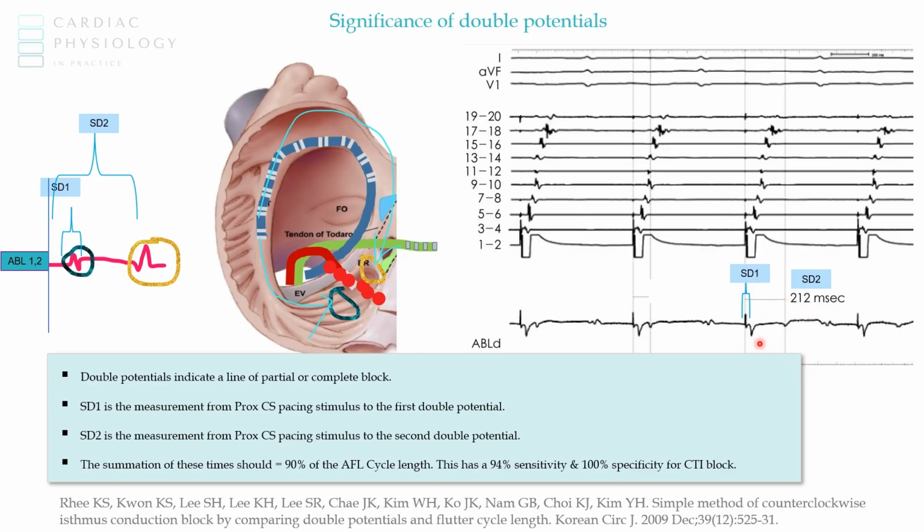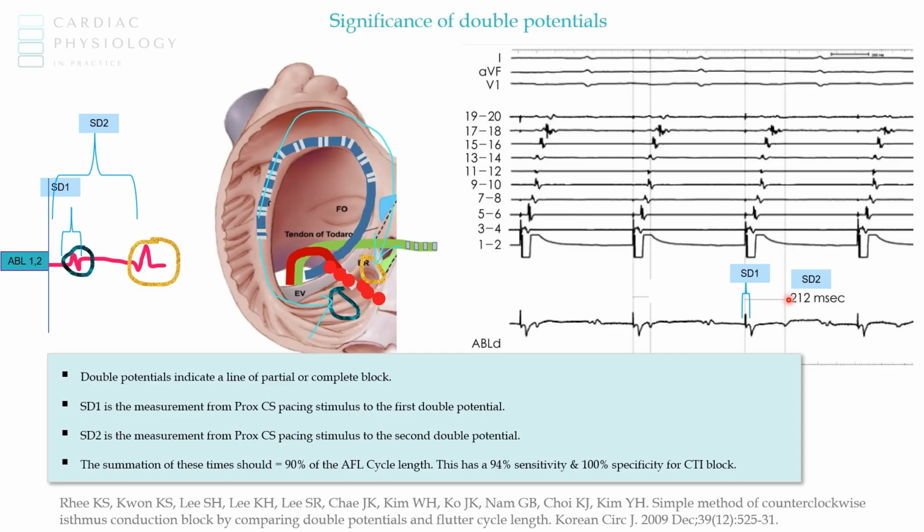So this is potential 1 and this is potential 2 when pacing from the coronary sinus or halo 1-2. They're pacing from halo 1-2 in this example here. You can measure the time from the stim to the first double potential, which they call SD1, and then measure the time from the pacing stimulus to the second double potential, which they call SD2.